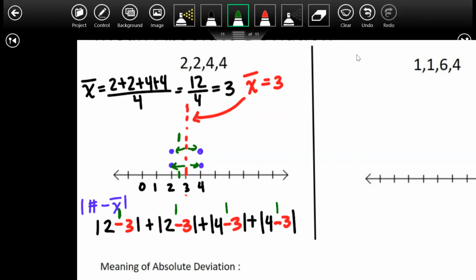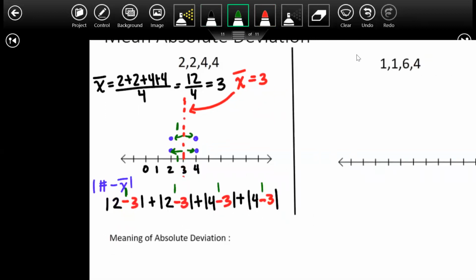Now what we're going to do is find the average of those distances. So we would do 1 plus 1 plus 1 plus 1. We're adding them all up. How many numbers do I have in my data set? So 4 over 4 tells me the MAD, the mean absolute deviation, is only 1 unit away from the mean. The smaller the MAD, the closer the data set is.